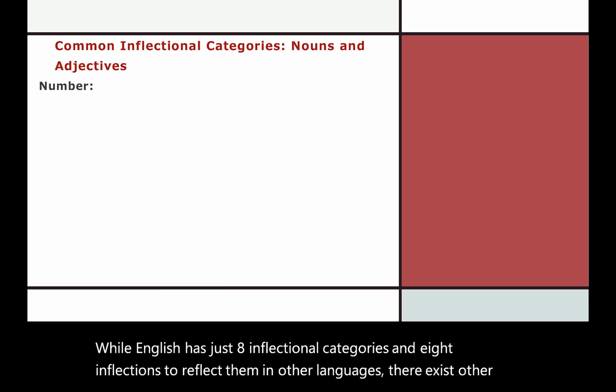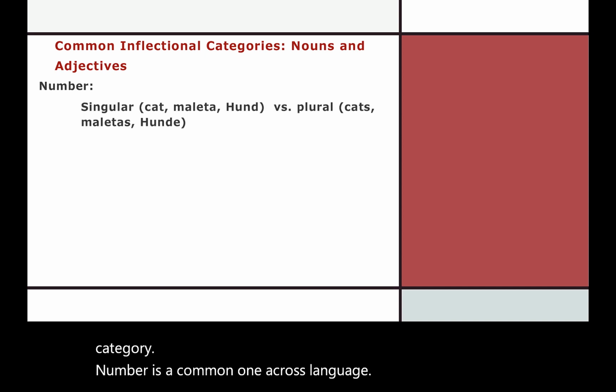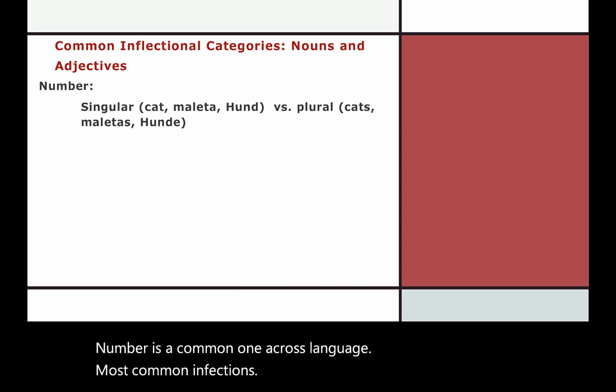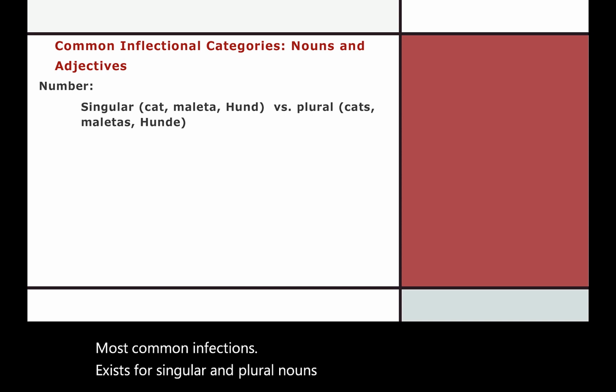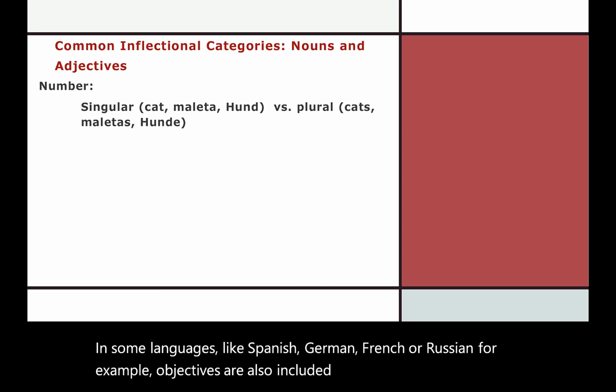While English has just 8 inflectional categories and 8 inflections to reflect them, in other languages there exist other categories. Number is a common one across languages. Most common inflections exist for singular and plural nouns. In some languages like Spanish, German, French, or Russian, for example, adjectives are also inflected for number to agree with the noun they describe.